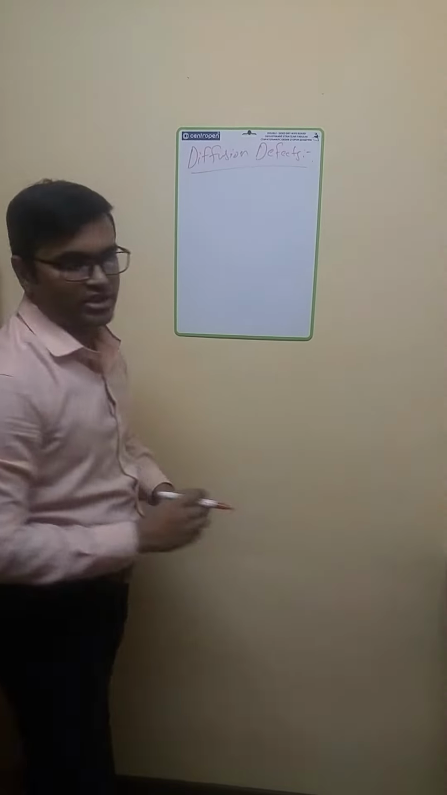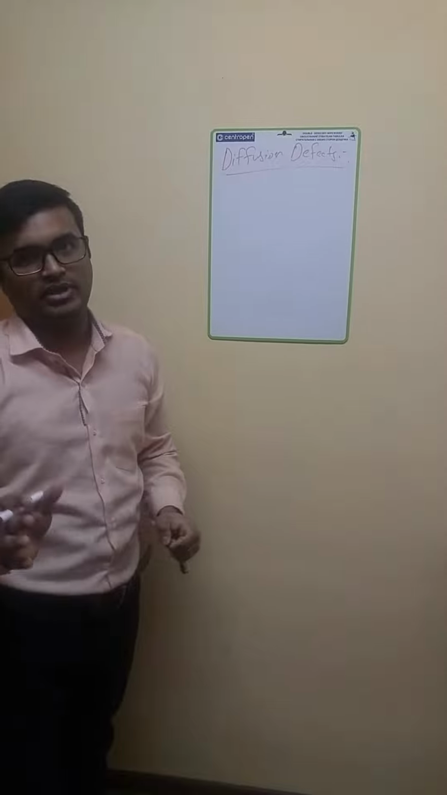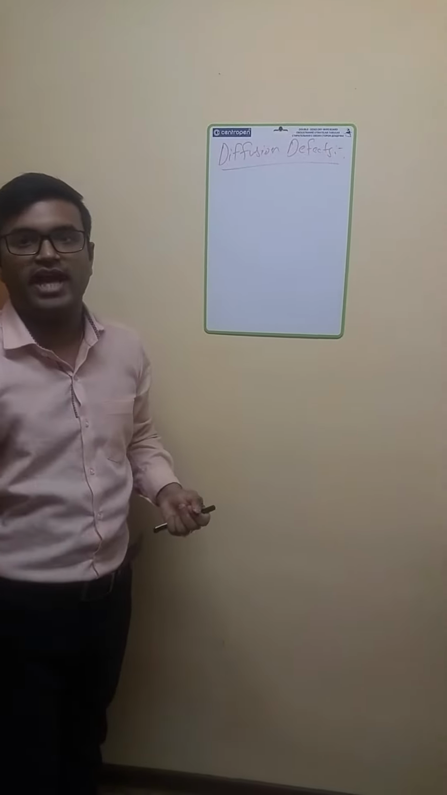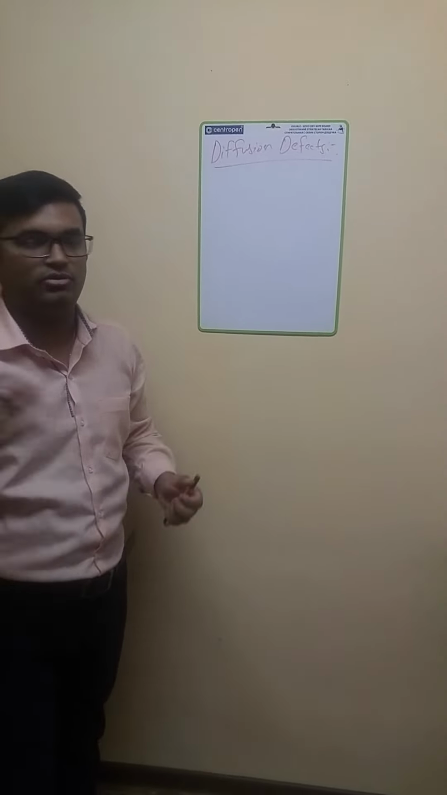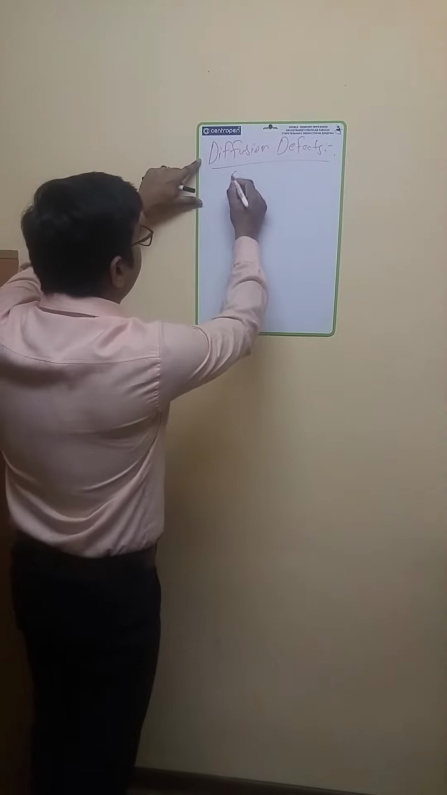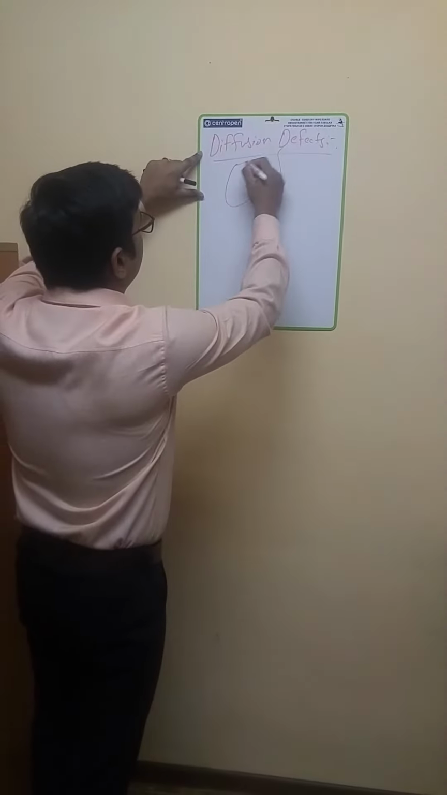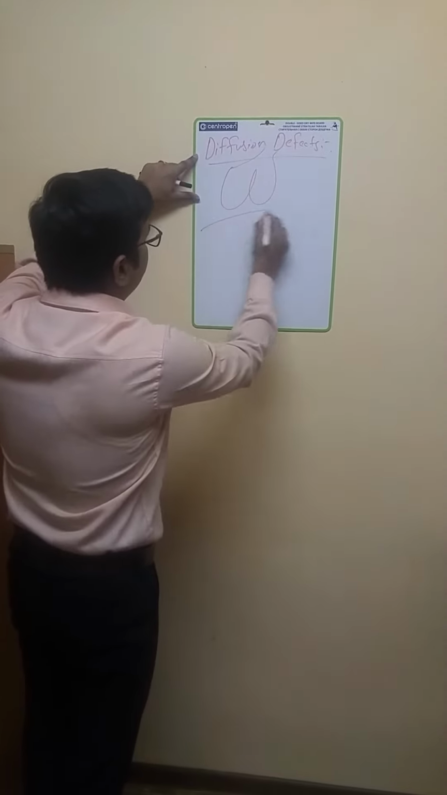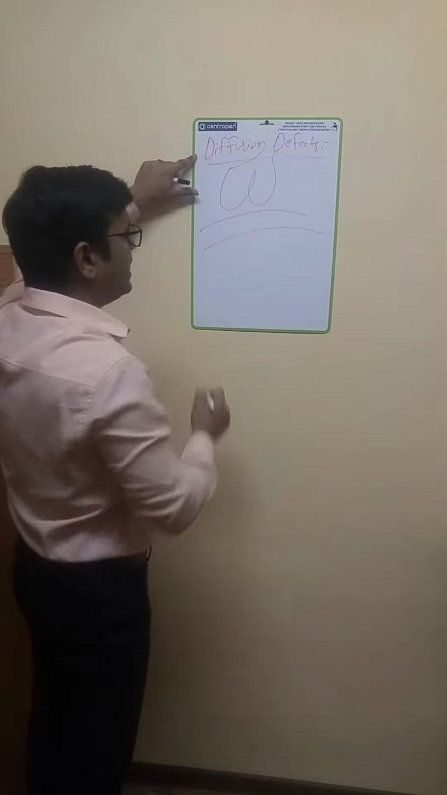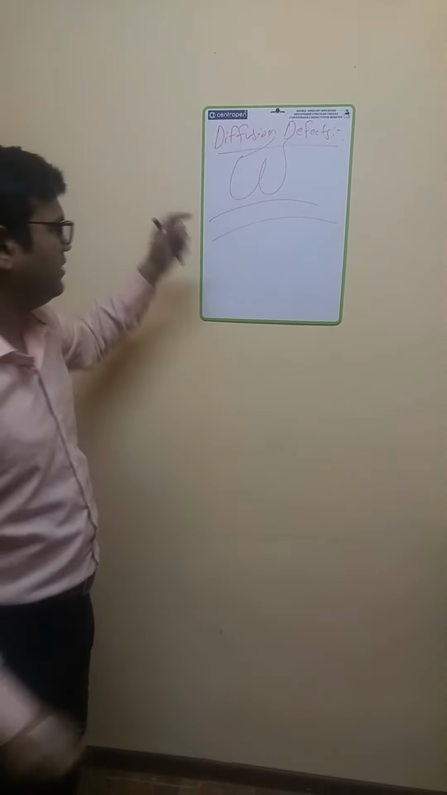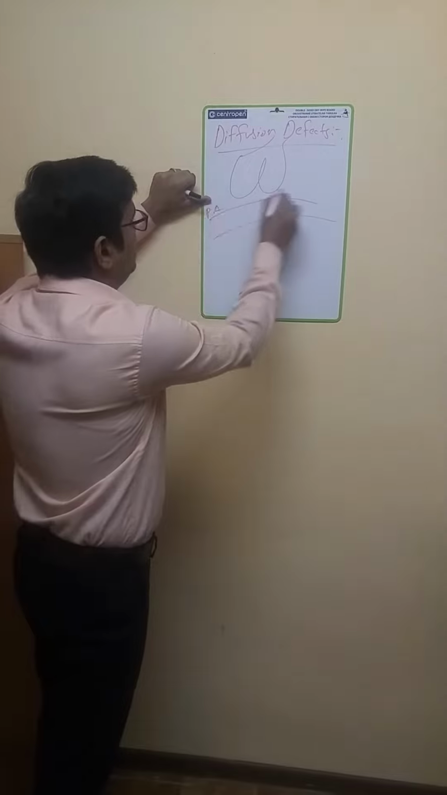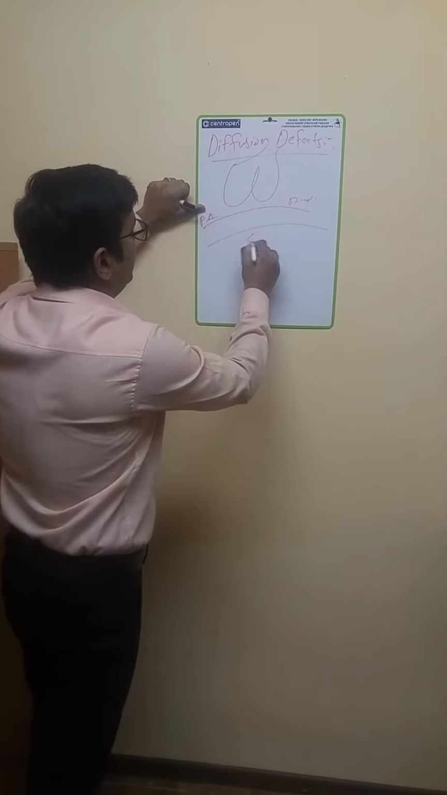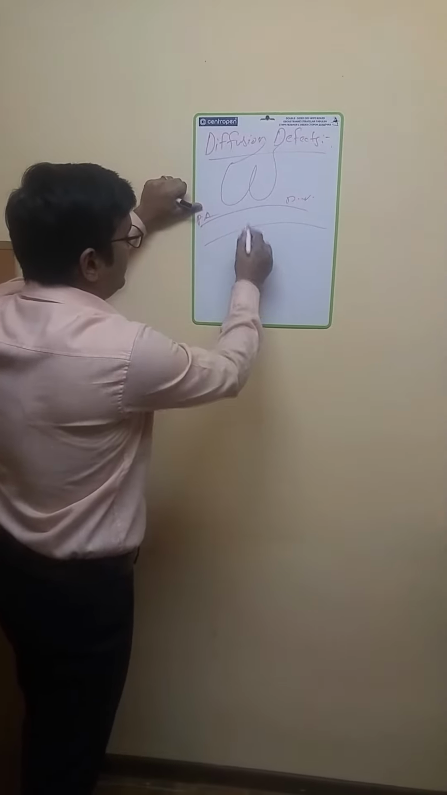Diffusion defects. What is diffusion? Simple. It is the movement of gas from higher concentration to lower concentration. So again, this is the alveolus, this is the blood flow, this is the pulmonary artery, pulmonary vein, and this is the capillary bed.